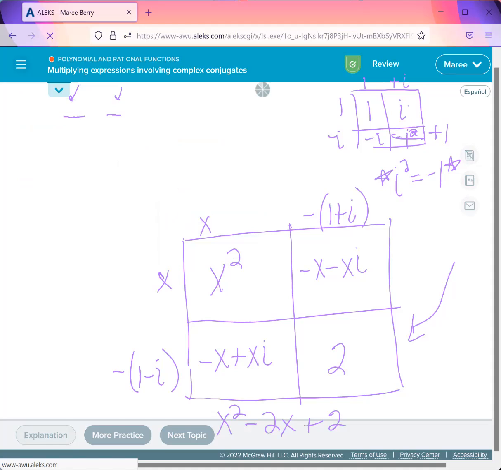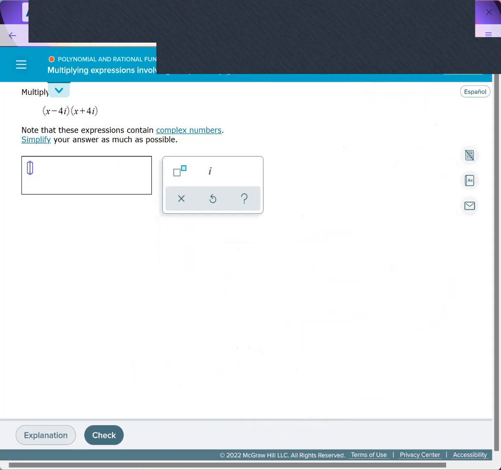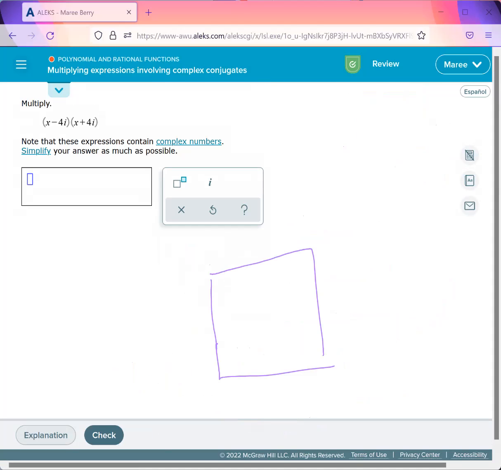And we'll just try one more. So here's just our complex conjugates. That's all we're multiplying together. So we have x minus 4i and x plus 4i.